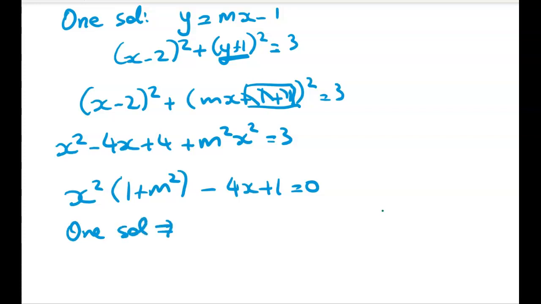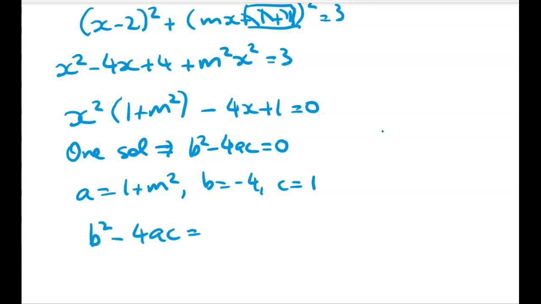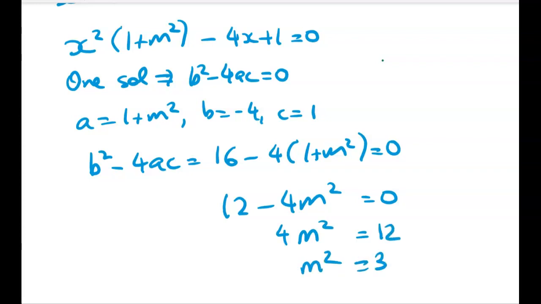One solution means b squared minus 4ac is equal to 0. a is equal to 1 plus m squared, b is equal to -4, and c is equal to 1. So b squared minus 4ac is equal to 16 minus 4 times 1 plus m squared. That has to equal 0. That gives me 12 minus 4m squared equals 0, giving me two solutions. 4m squared is equal to 12, m squared is equal to 3.